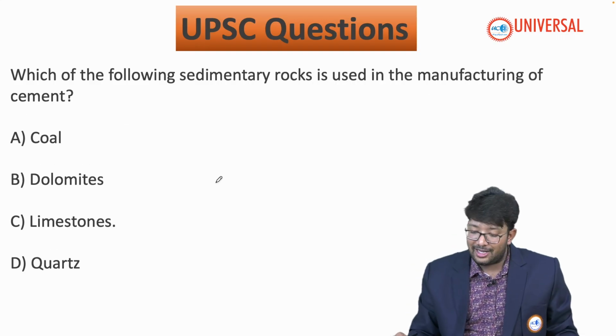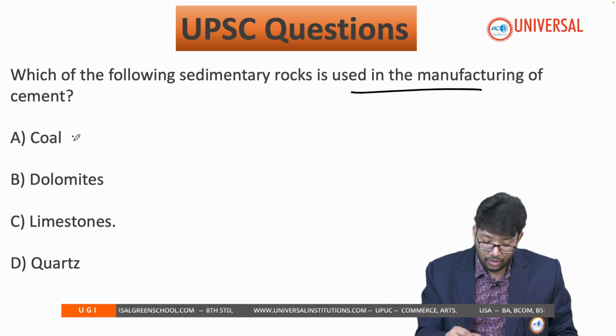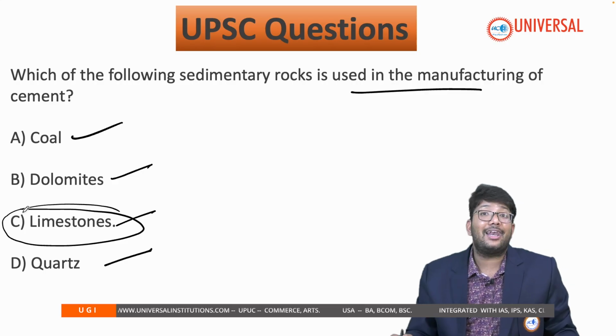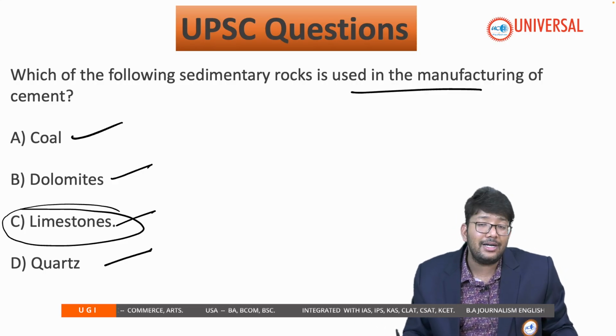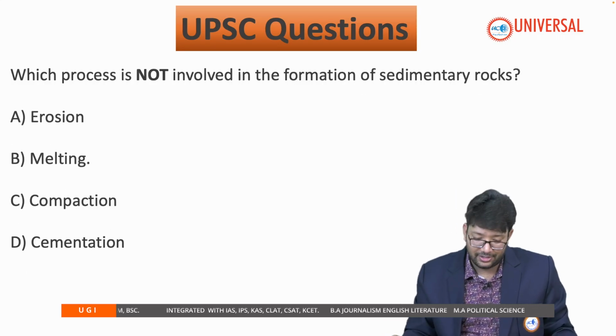Which of the following sedimentary rocks is used in the manufacturing of cement? The answer would be what? Coal, dolomite, limestone, quartz. The answer is definitely limestone. Limestone is generally used in the manufacturing of the cement that we use for the construction of our buildings, houses, etc.